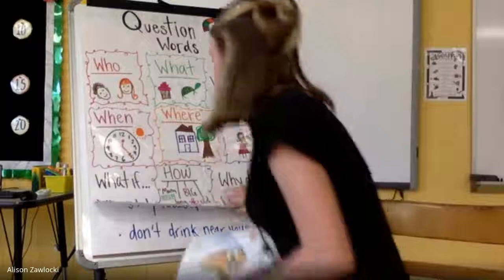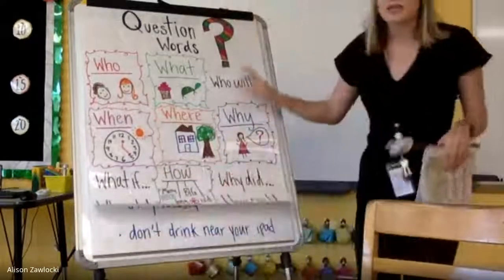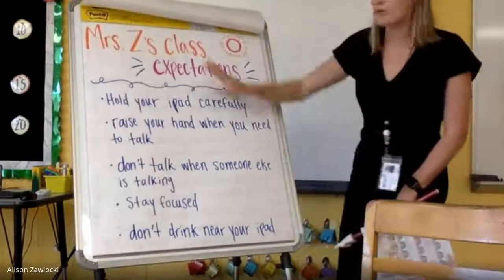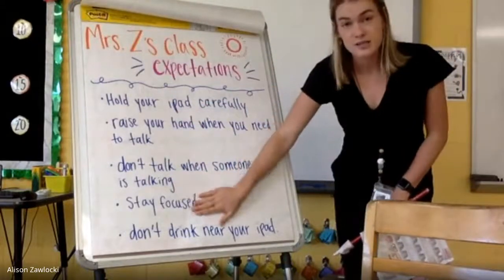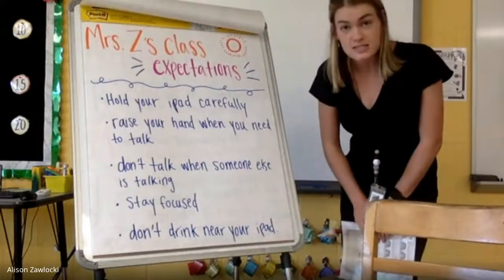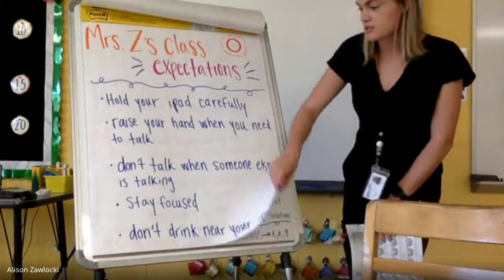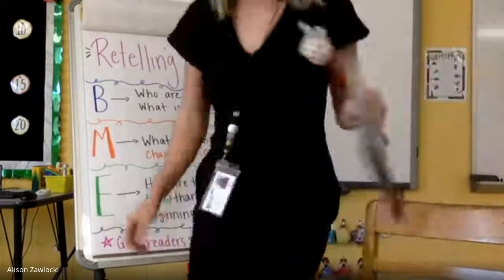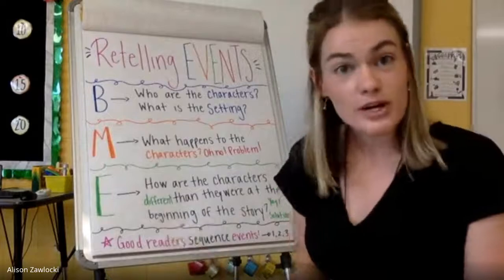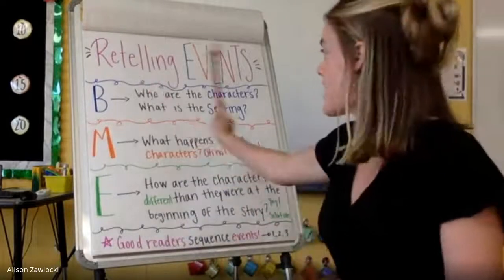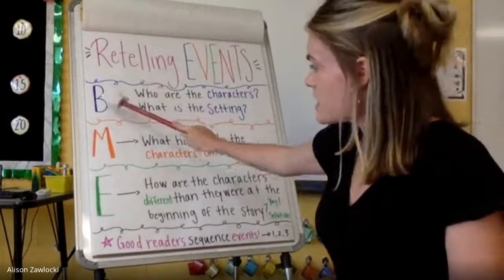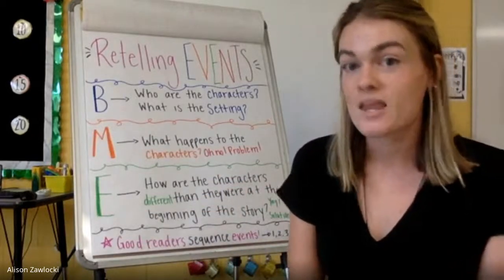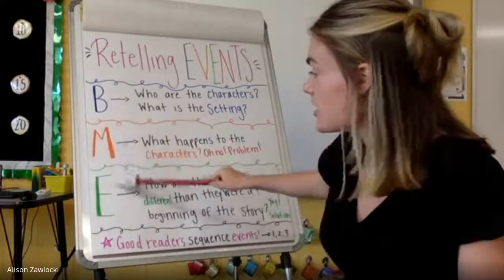So I'm going to go over what we're going to be learning this week, but we still need to remember these question words. So let's remember also our class expectations. Mrs. Cooper's class and Mrs. Z's class have similar class expectations to stay focused, have good attitudes, and try our best. All right, so what we're going to be learning this week is retelling events. And we have a B, M, and E here. What do you think those letters stand for? That's right, beginning, middle, and end.